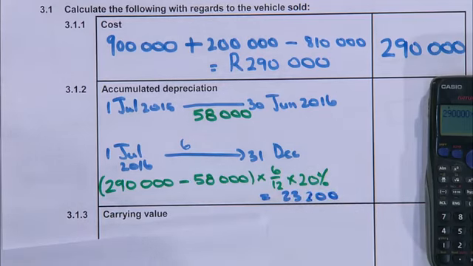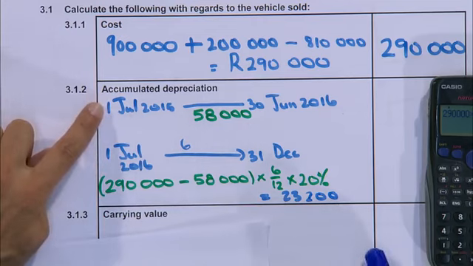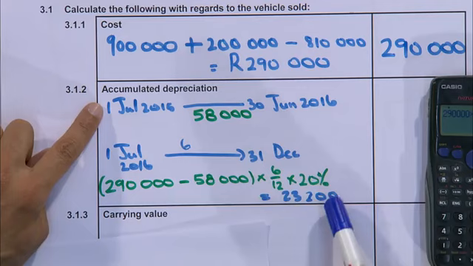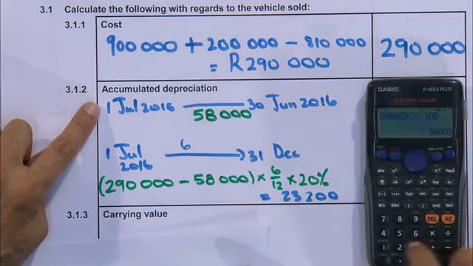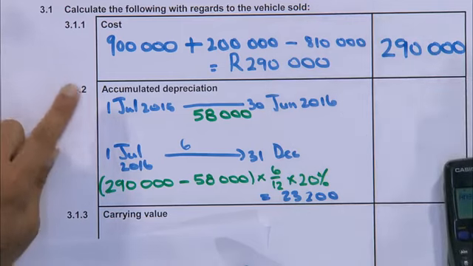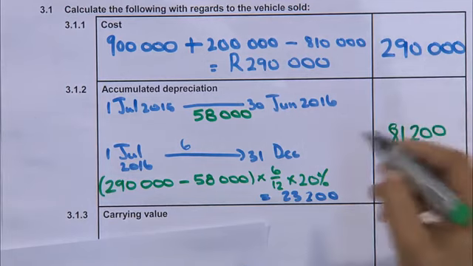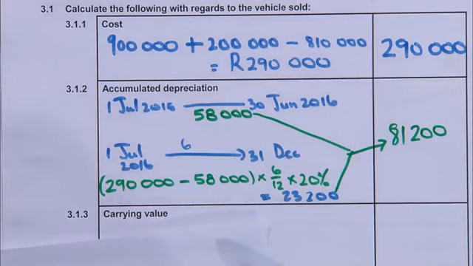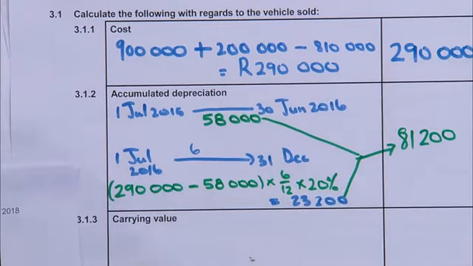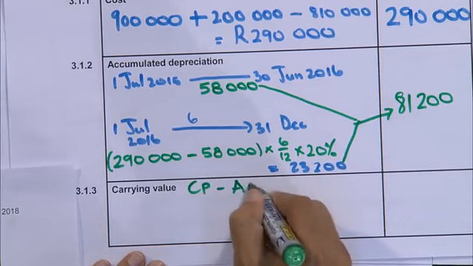Okay, 23,200. But the question asks, calculate the accumulated depreciation of the vehicle that was sold, which means it was last year's accumulated plus this year's depreciation. So I just have to add those two. So it will be the 58,000 on the calculator plus the 23,200, which gives me 81,200. Okay, which I will take over there. 81,200. Then the third part of that question says calculate the carrying value. So as we know, carrying value is cost price minus accumulated depreciation.